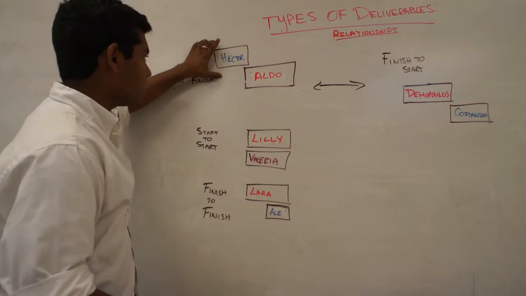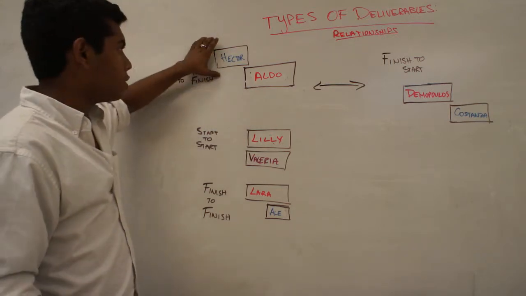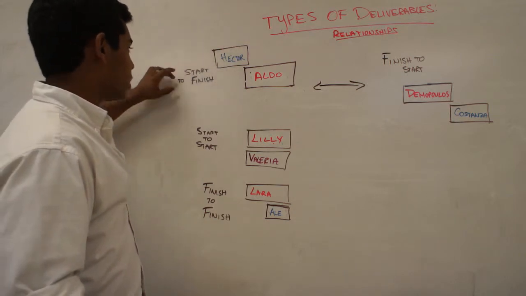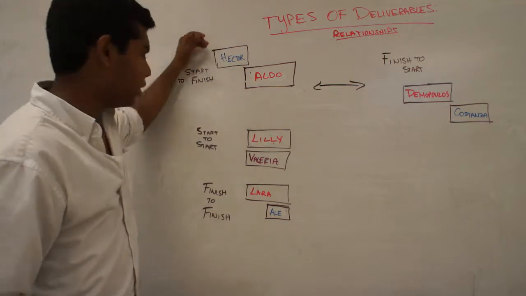So in order for Aldo to start his job, he relies on Hector to finish his job. So it's a start to finish relationship where Aldo has to start in order for Hector to finish.